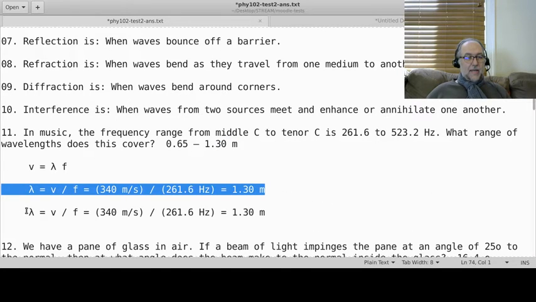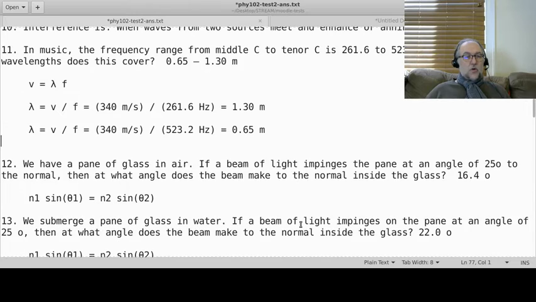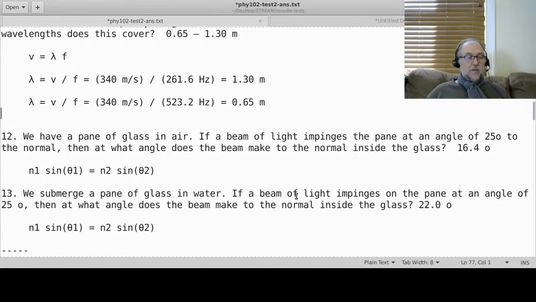Well, if I just repeat this again, but this time I put the next tenor C, the next frequency in there, and it's actually twice the other frequency. Well, you've just doubled your denominator, so you're going to get half the answer, which is 0.65. And so the range is from the shorter wavelength of 0.65 meters to the longer wavelength of 1.3 meters. All right, so that's question number 11.